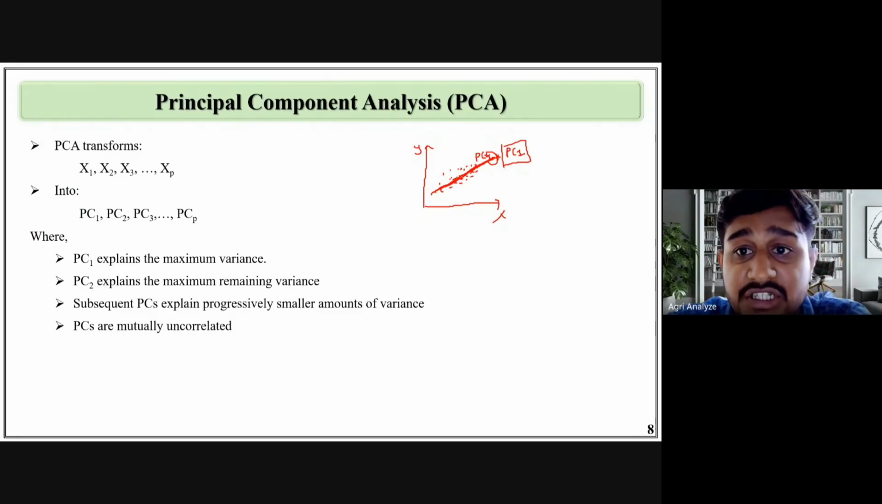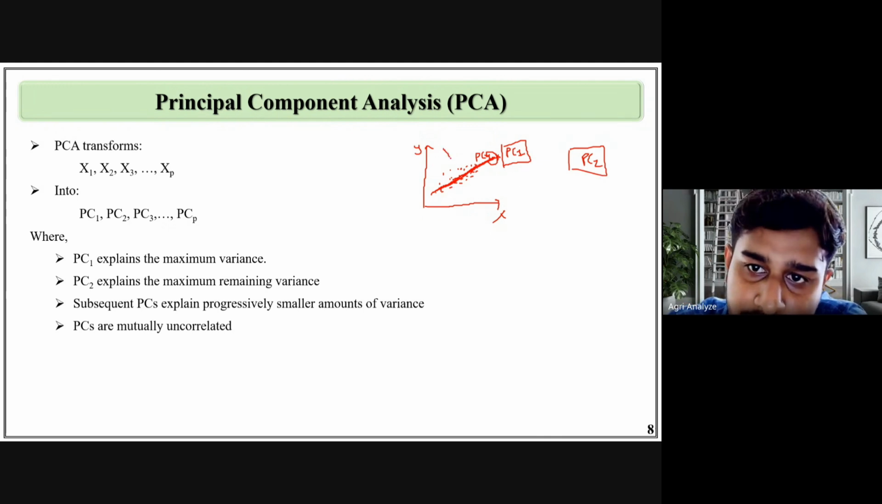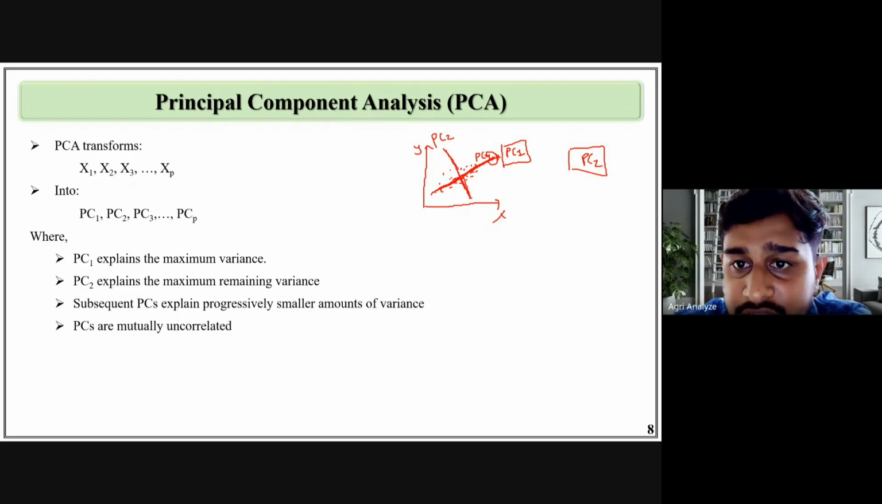Then PC2 is drawn. Here I draw that this is PC2. Why do I draw it in this direction? Because here we have a 90 degree angle, because PC1 and PC2 are uncorrelated with each other.